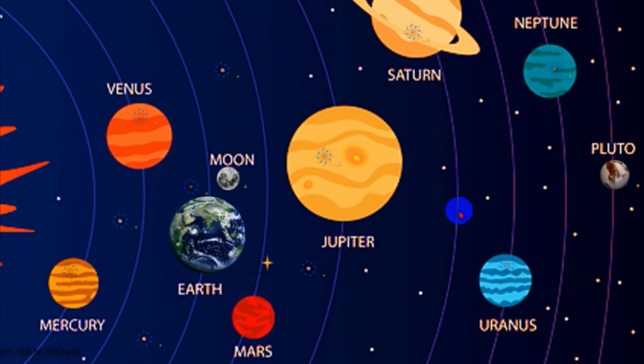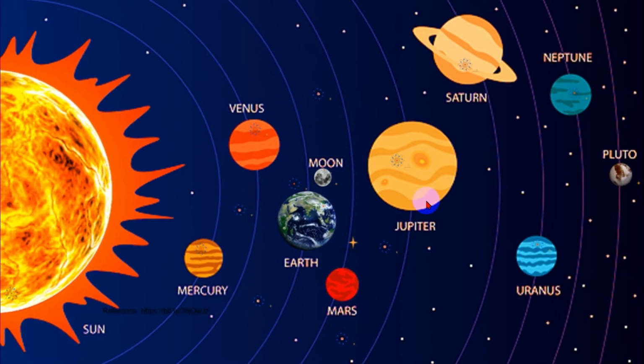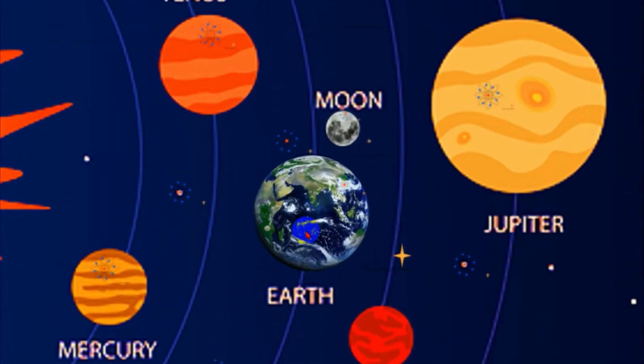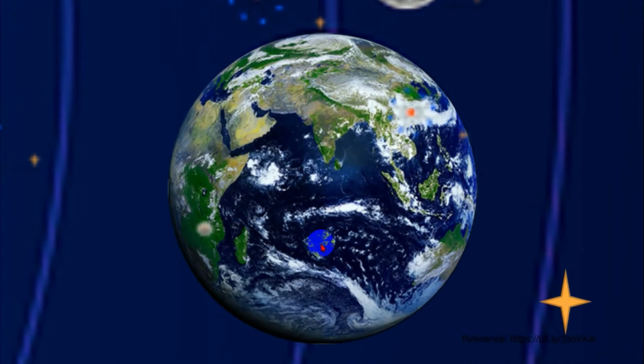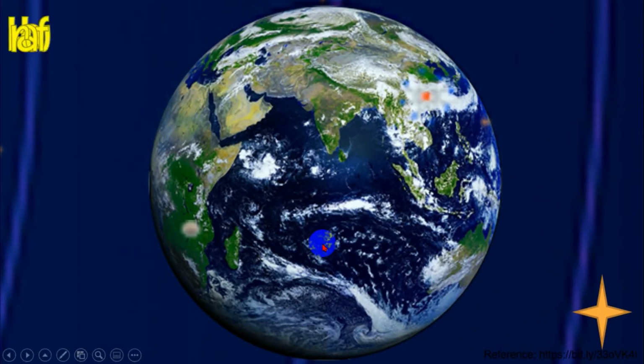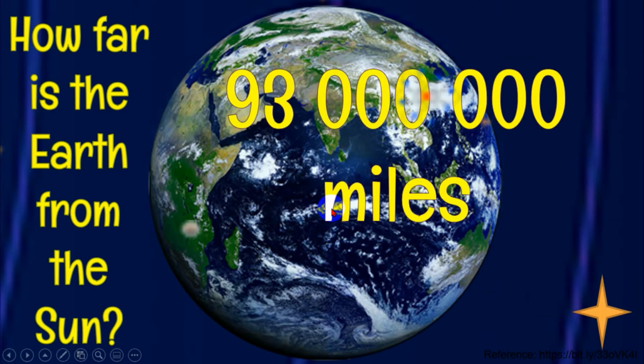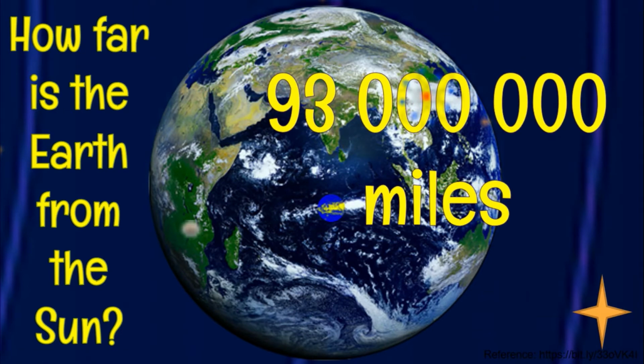So let us now have the following illustrated examples. Example number one. Okay. How far is the Earth from the Sun? How far do you think it is? It says that the Earth is 93 million miles away from the Sun.